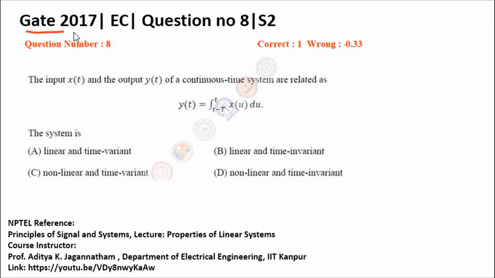So this question was asked in GATE 2017 Electronics and Communication Engineering paper set 2, in which you are given the input and output of a continuous time system related as y of t equals the integration from t minus capital T to t of x of u du. So you need to find out whether the system is linear or not linear, and time variant or time invariant.